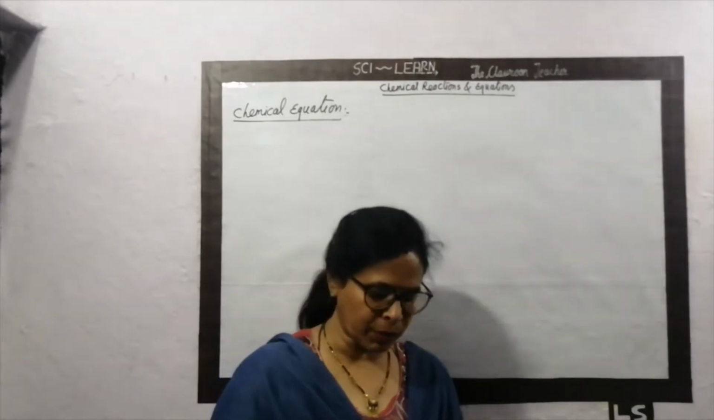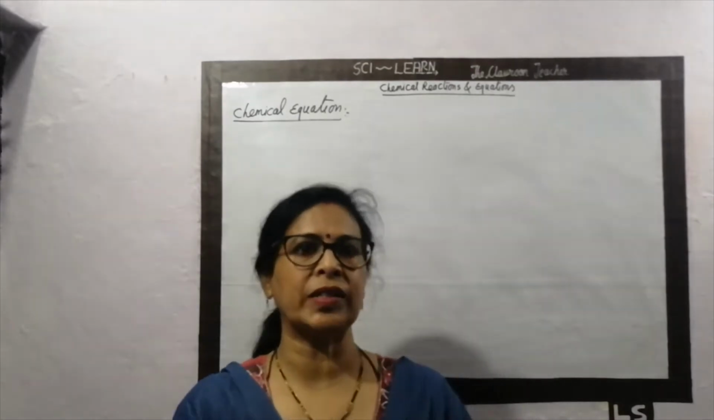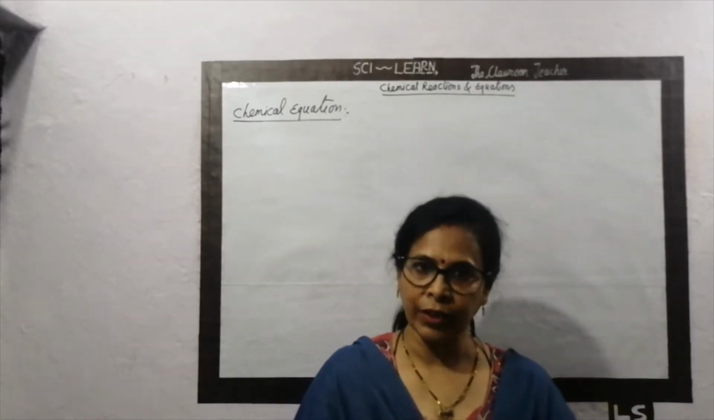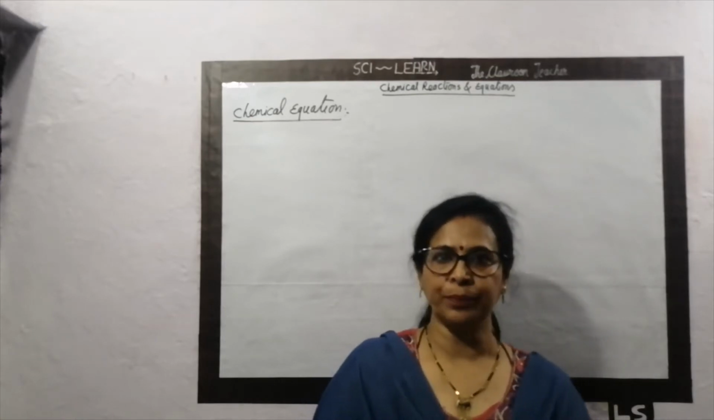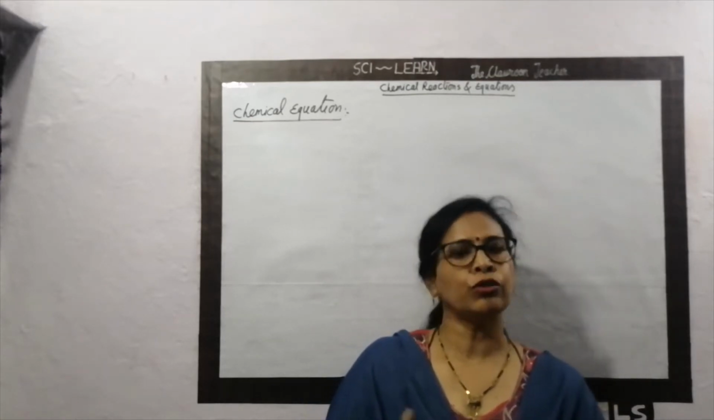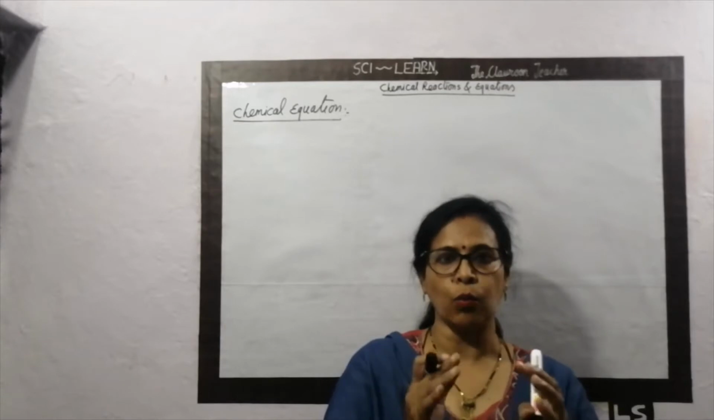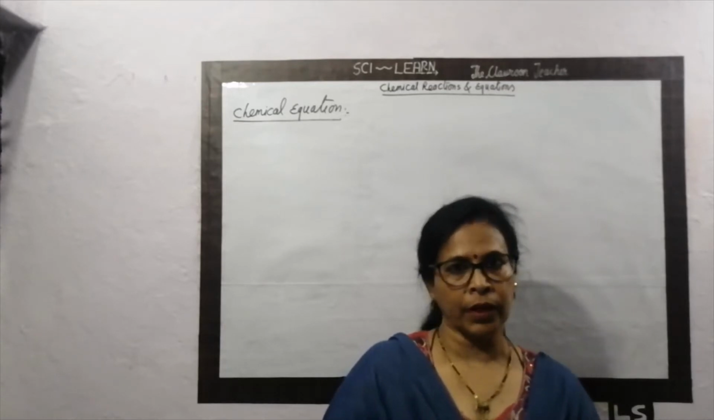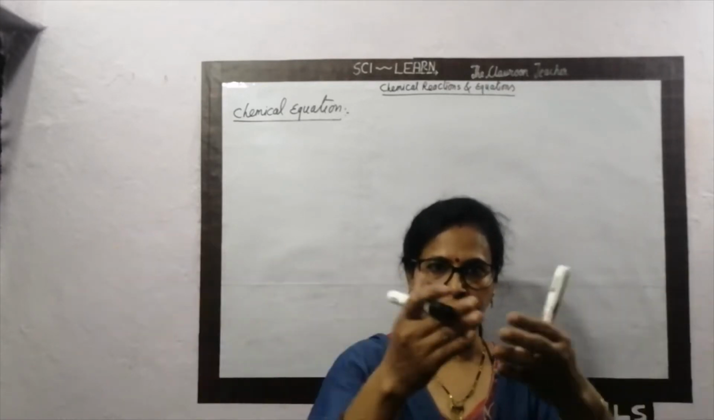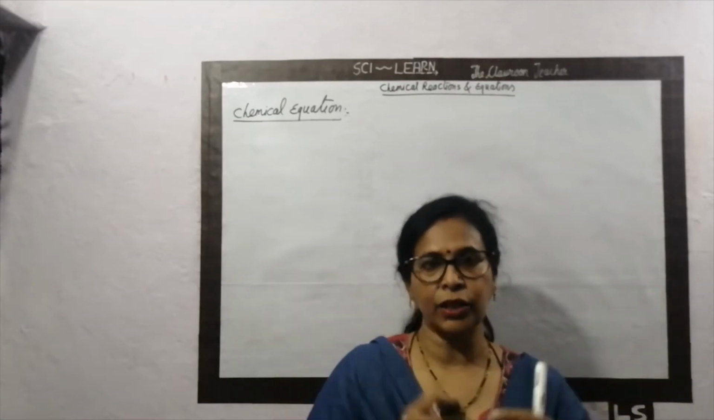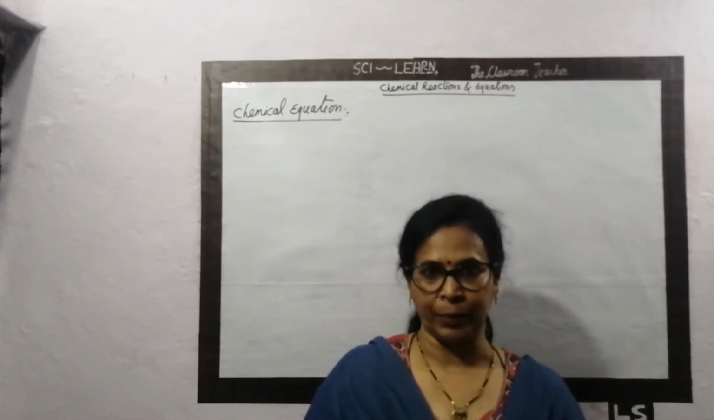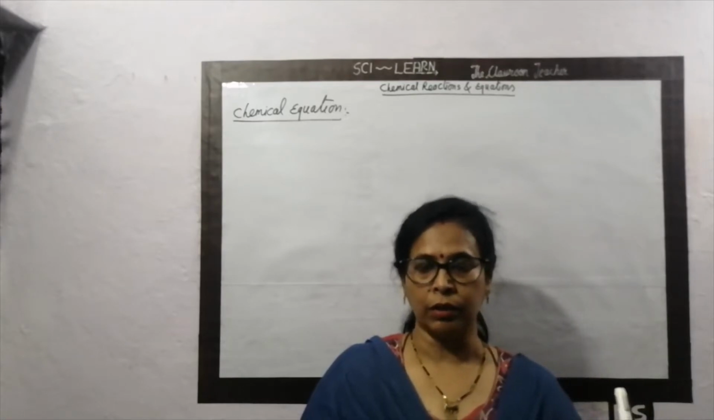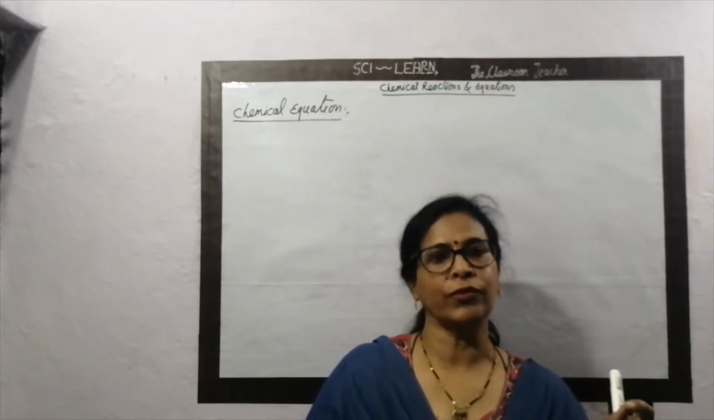If some reaction is performed, we have to express that reaction. One way is to write it in a sentence. For example, magnesium combines with oxygen to form magnesium oxide. This is one way to write it, but it takes a lot of space, a long line has to be written. That is called the statement way, the chemical reaction in the form of a statement.